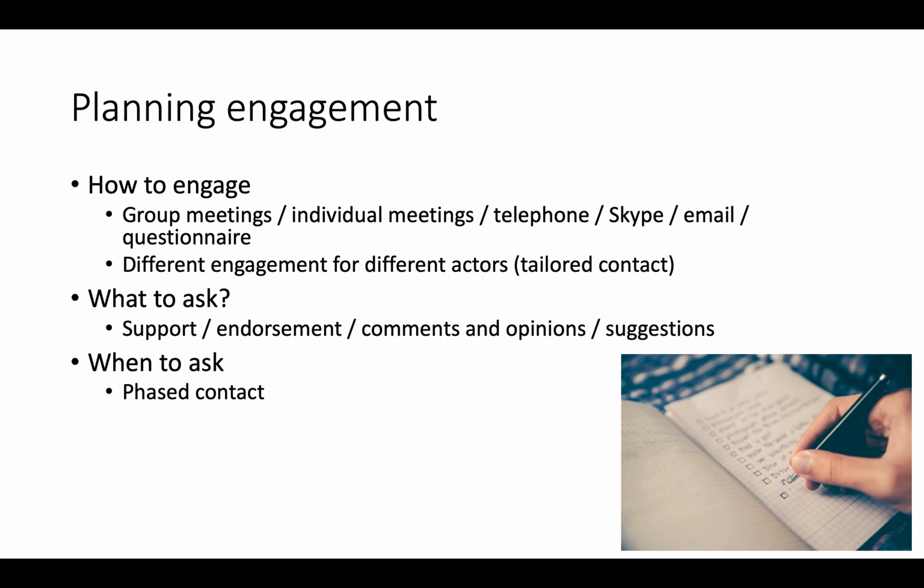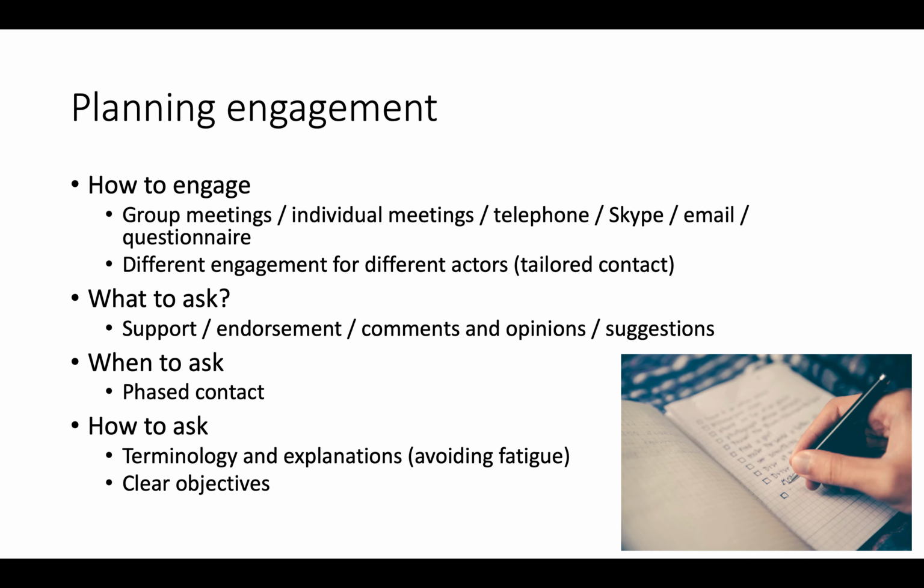And that when is something that's largely up to us if we want to phase contact with our stakeholders, but we might want to be respectful of certain times of the year when stakeholders are particularly busy and give them prior warning, or try and book them in early if we really need to speak to them. And then how to ask. We need to be careful about the terminology and explanations that we use. Perhaps they're not familiar with systematic reviews, and we want to be cognizant of the fact that they might be swamped by some of that terminology and some of those explanations.